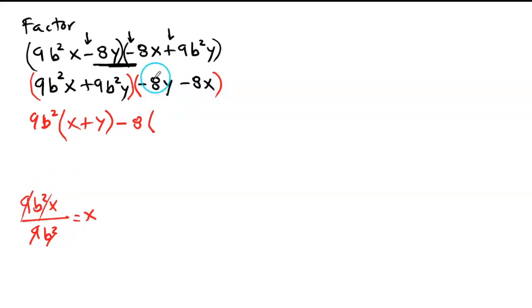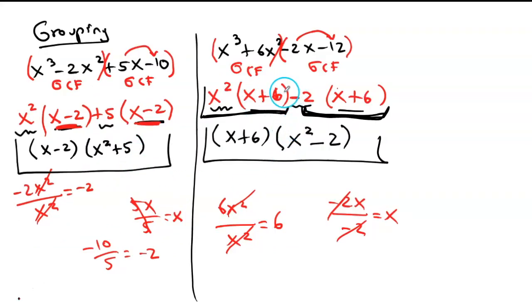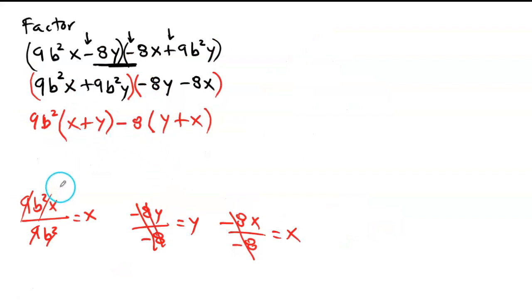I open parentheses. I divide. Negative 8y divided by negative 8. Negative negative is positive, so I have positive y. Negative 8x divided by negative 8. Negative 8 divided by negative 8 is positive x. I said the two parentheses have to be the same. X plus 6, x plus 6. They have to be the same. X minus 2, x minus 2. Are they the same? Kind of. I have x plus y, y plus x.